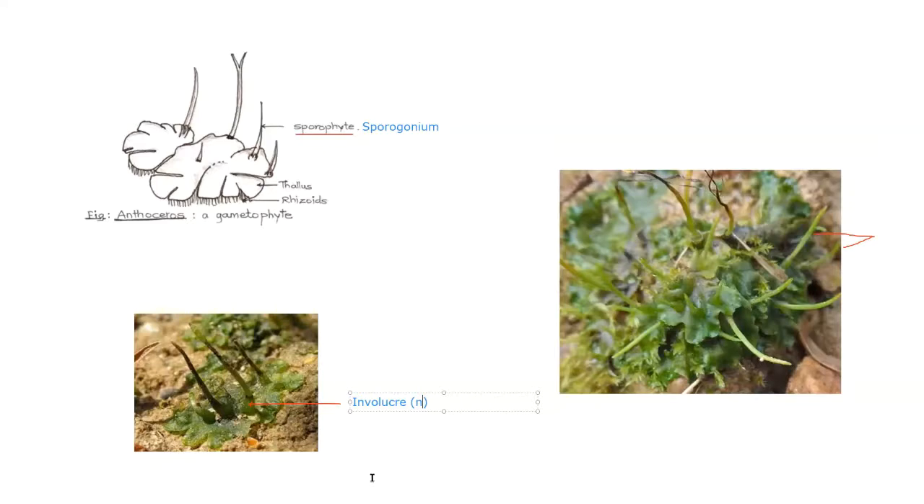Higher growth is better, because at the time of release of spores, if the sporophyte is at a higher height, it will be able to disperse the spores to longer distances. And that's the reason why the height is required. Now let us talk about the internal structure of the sporophyte.